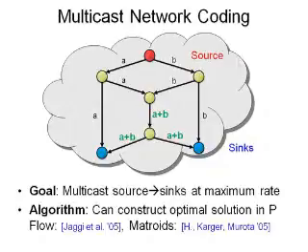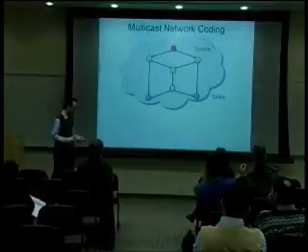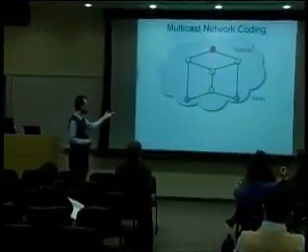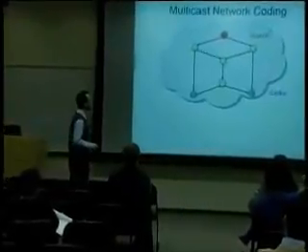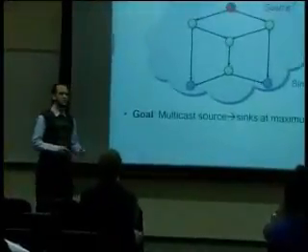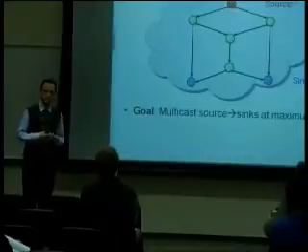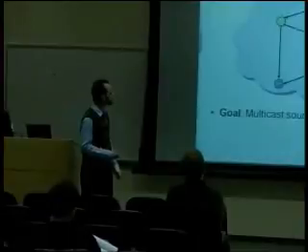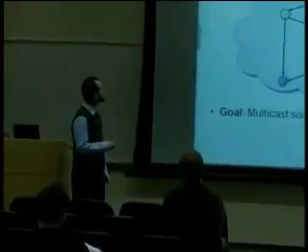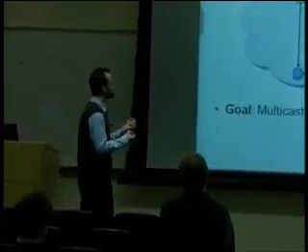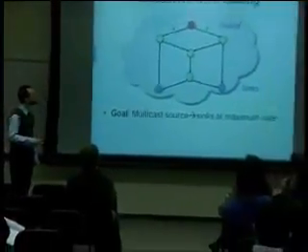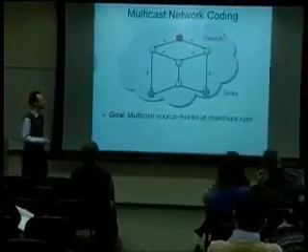So for example, let's look at multicast network coding. So we have a directed acyclic graph, which has a distinguished source node and a collection of sink nodes. And the goal is to try to multicast information from the sources to the sinks at the maximum rate possible. So for example, perhaps the source has two symbols of information, A and B, and it can transmit them on its outgoing edges. And we continue transmitting them through the graph.